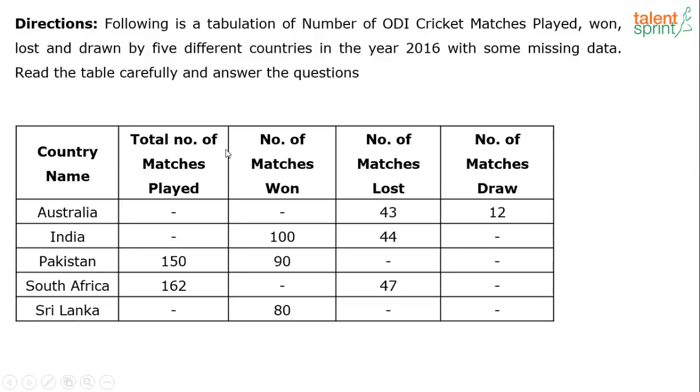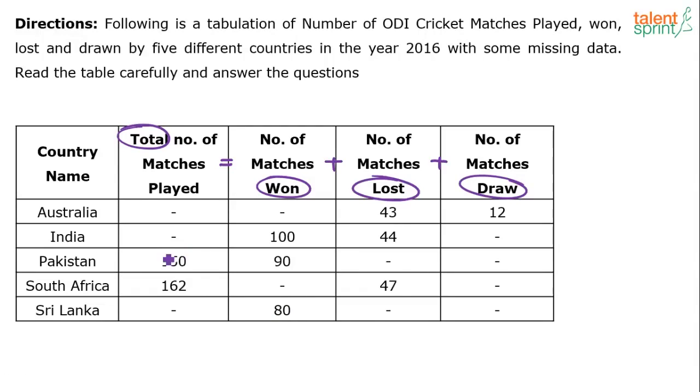It's simple. Total number of matches played will be equal to the number of matches won plus number of matches lost plus the number of matches drawn. Yes or no? Won plus lost plus the number of matches that have drawn should give you the total number of matches that have been played. Yeah, if any one value is missing in the row, we can calculate the value very easily.